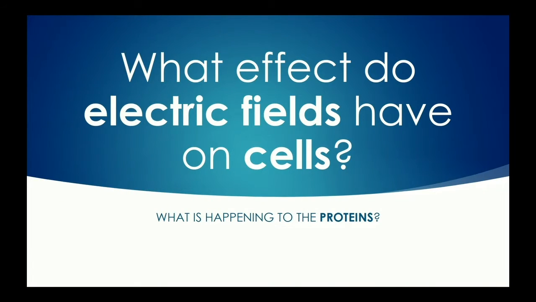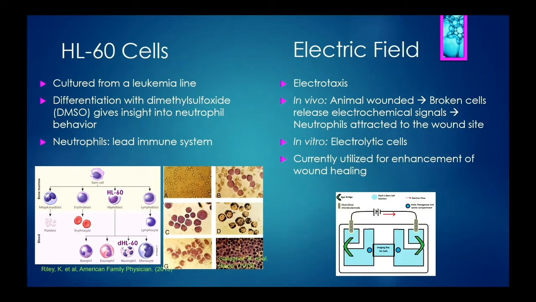Okay, so yes, we wanted to answer what was happening to the cells when we put them in an electric field and what's happening to the proteins within these cells. So a little bit of background, the cells that we were working with are HL60 cells, and they were just cultured from a leukemia line. So we drug them to differentiate them, which takes them from being in this part of the blood cycle or blood path and brings them down here to make them behave like neutrophils. So then that gives us an idea on neutrophilic behavior.